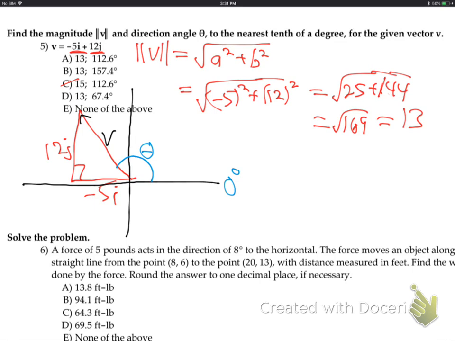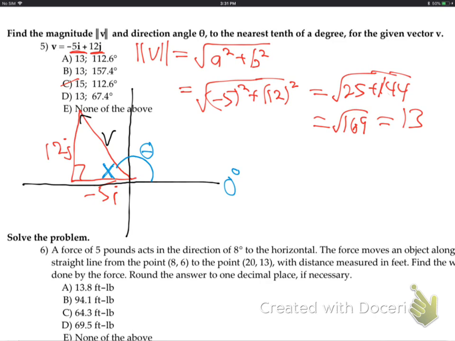Is everybody good so far? You want to be clear in your mind what a direction angle means: from 0 to the vector. Okay, so how do I find that angle theta? Don't I need to find, let's call this X, this little angle inside the triangle first, and then do the from 180 thing?